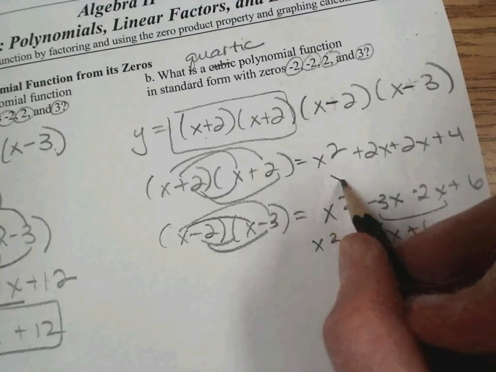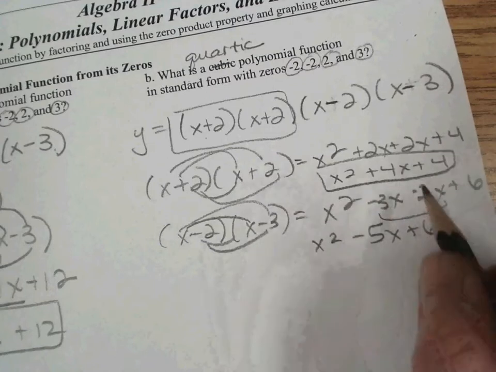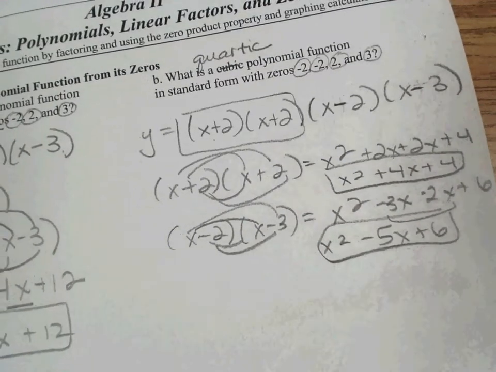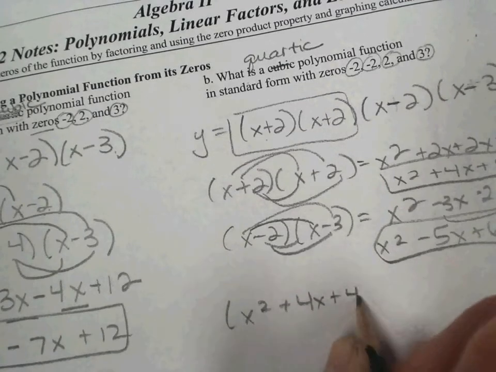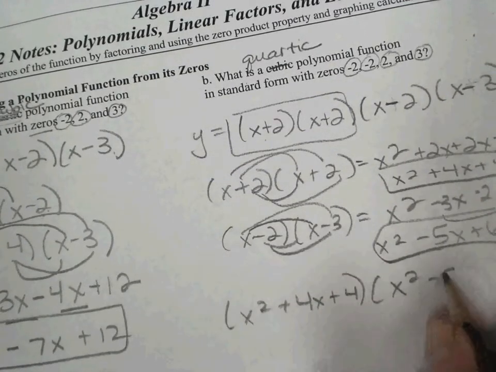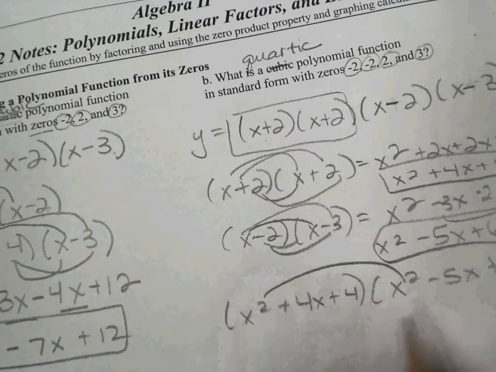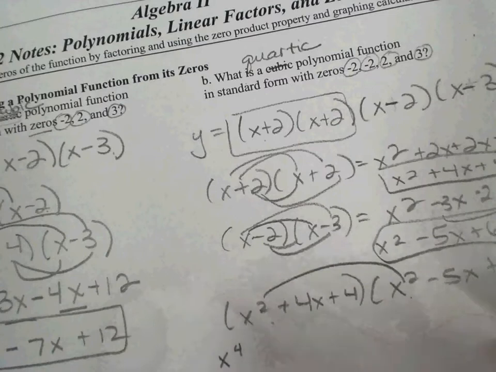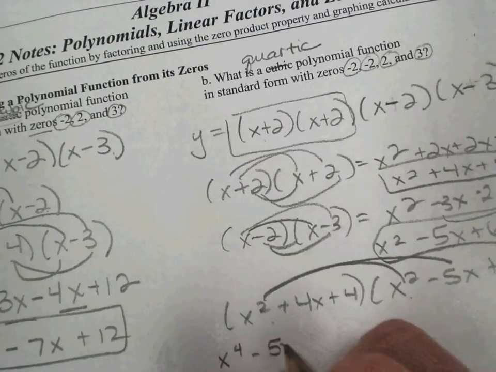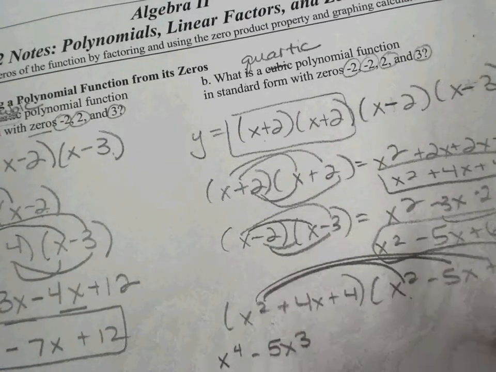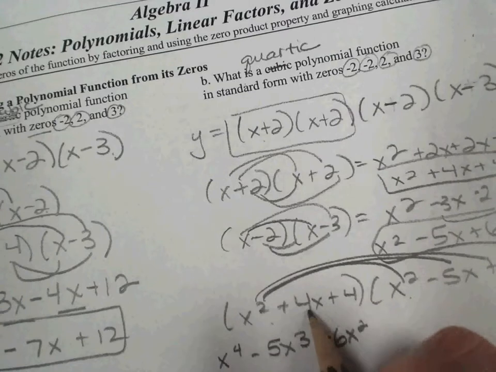And now, let's see, this simplifies also. We'll multiply this times this. So this is probably our biggest foiling yet. X squared plus 4x plus 4 times x squared minus 5x plus 6. Distribute. So we have x squared times x squared is x to the 4th. X squared times minus 5x is a minus 5x cubed. And then we have a plus 6x squared.